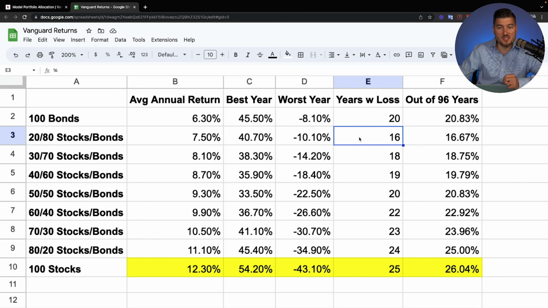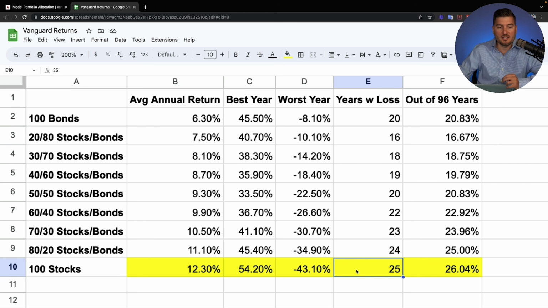Now, if you look at the years with a loss, the smallest number is actually the 20% stocks, 80% bonds, 16 out of 96 years, which is 16.67%. And if you look at the highest, and the reason these are all highlighted in yellow is because these are the highest numbers. Highest losses, highest annual return, best year, years with the loss, et cetera, et cetera.